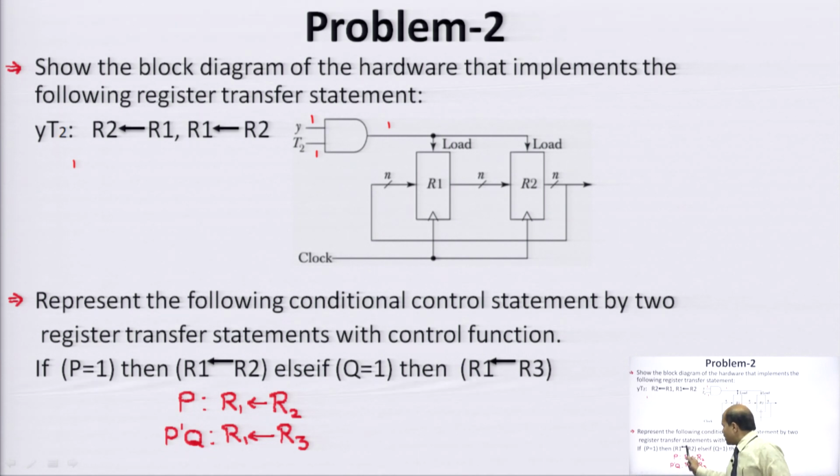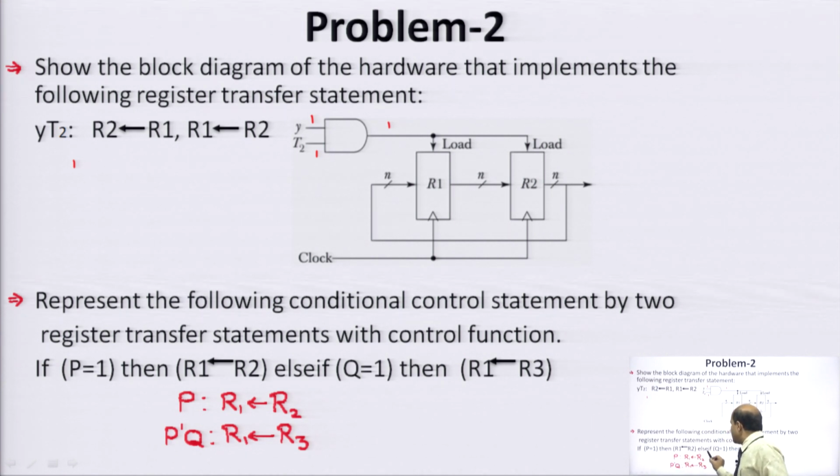where the first transformation, that is R2 to R1, will take place whenever control signal p equals 1. Otherwise, if the control signal q is 1, then the transformation of data from R3 to R1 will take place. So, how can we write the control function for this particular operation? This can be written here as p colon R2 to R1. If p equals 1, then we can transfer the content of R2 to R1.